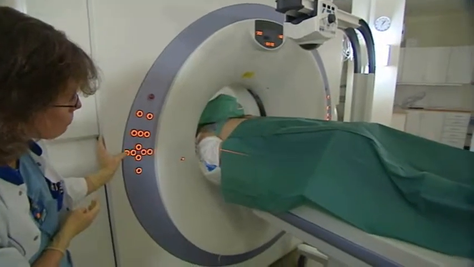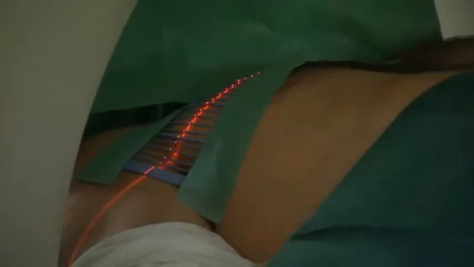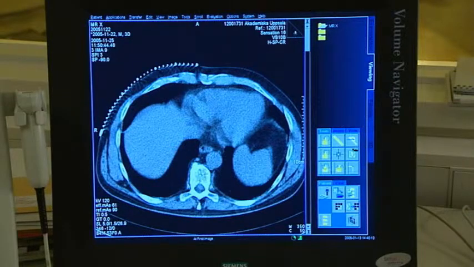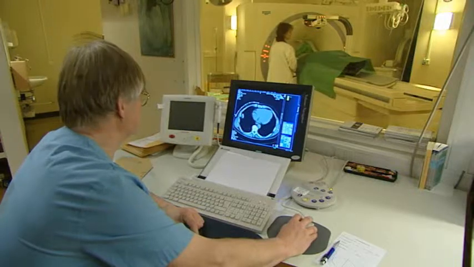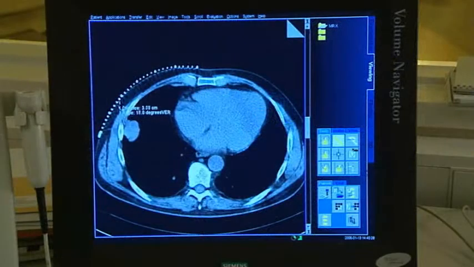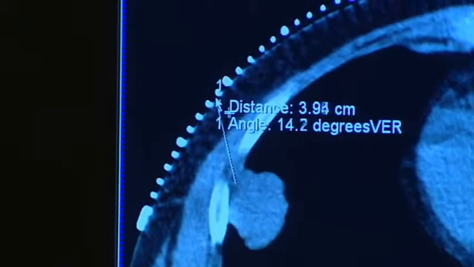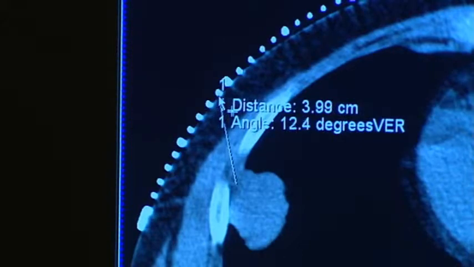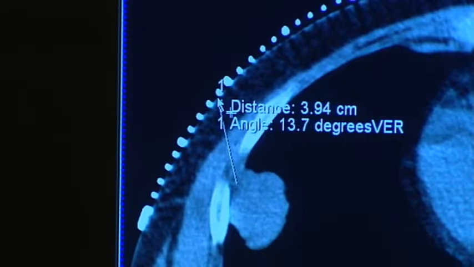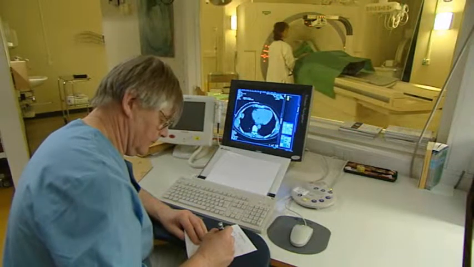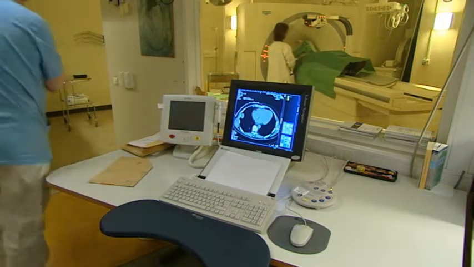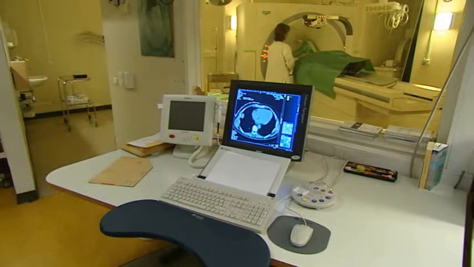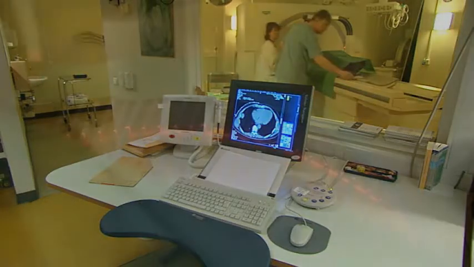As routinely done in all CT rooms, the patient is marked, scanned, and a slice with the best access to the lesion is singled out. The angle and distance to the lesion from a specific skin entry point is calculated. Re-entering the room, the chosen skin entry point is marked.